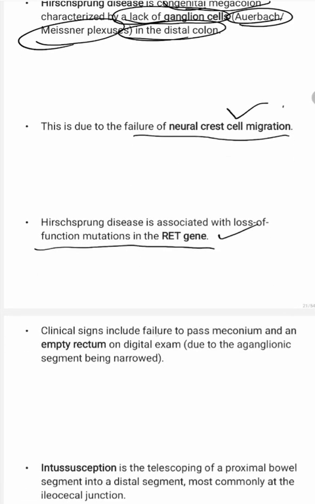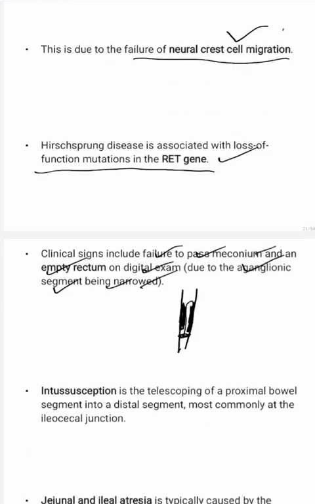Now, clinical signs include failure to pass meconium and an empty rectum on digital rectal examination due to the aganglionic segment being narrow. Okay, so there will be an empty rectum and it is present congenitally. Okay, now intussusception is the telescoping of the proximal bowel. Now, this is the bowel normally. So what happens is that this part goes inside the distal part. This is known as telescoping of the bowel, and it is intussusception, most commonly seen at the ileocecal junction.